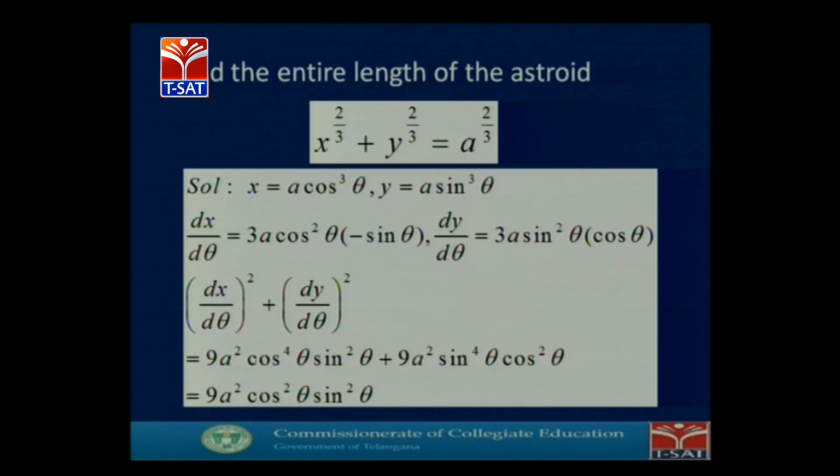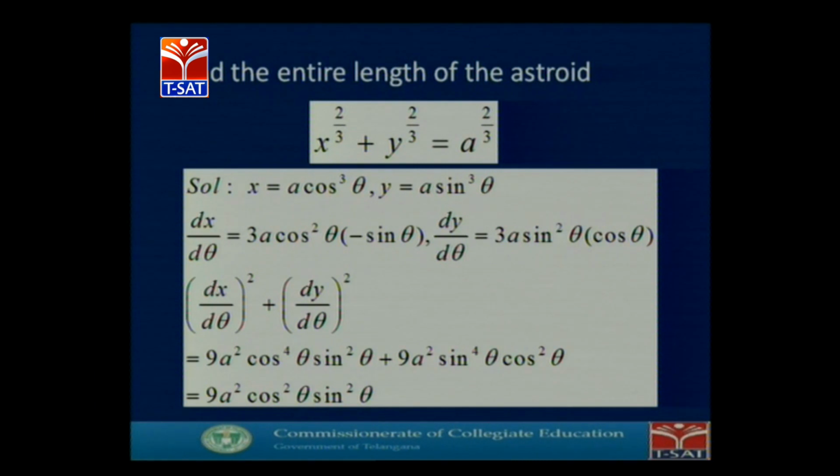In this equation, if you take sin square theta cos square theta common, we will get in the brackets sin square theta plus cos square theta. Sin square theta plus cos square theta value is 1. So we are getting the value as 9a square cos square theta sin square theta. So what are the limits?